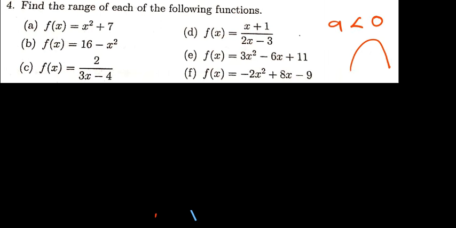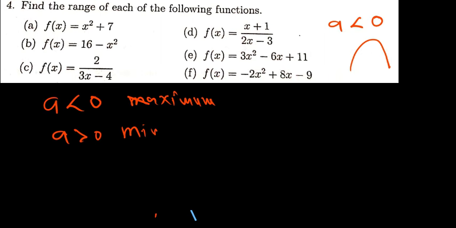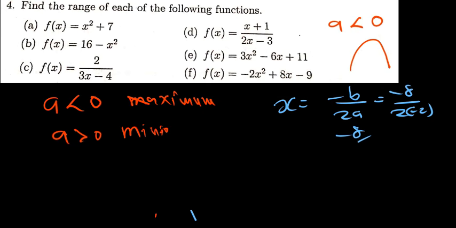If you have got a less than 0, we have what we call the maximum value. If you have got a greater than 0, we have the minimum value. That's why I was finding the minimum value. In this case, we are going to find the maximum value, but the formula is the same. So x is equal to negative b divided by 2a. So it will be negative 8 over negative 2 times 2, which is negative 4. So the answer is 2.